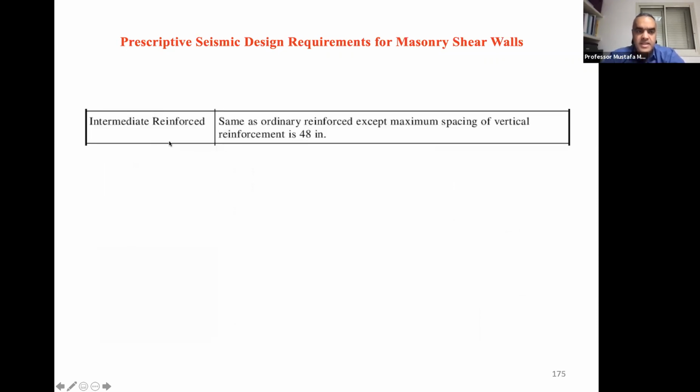If it's an intermediate reinforced masonry shear wall, we do have also other requirements. Now, how do you know which one is allowed, which one is not allowed? We do have the seismic design category, and also we need to go to ASCE 7, in a table, I think 12.2-1, and see in which seismic design category we are allowed to use detailed plain, ordinary, intermediate, and special.